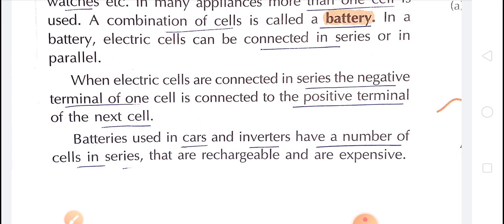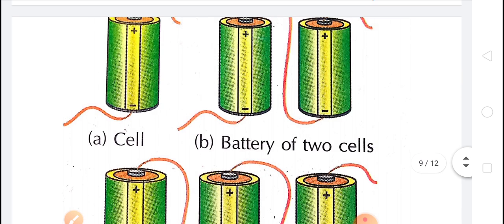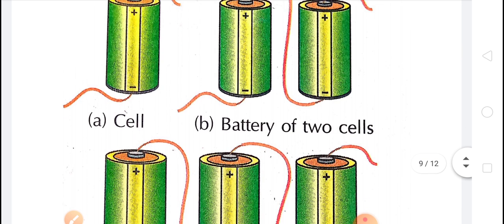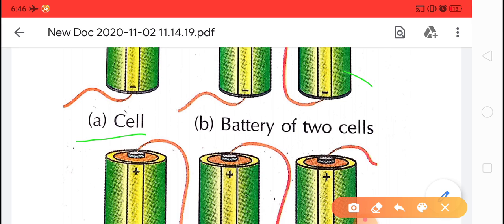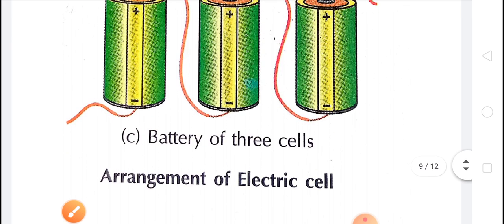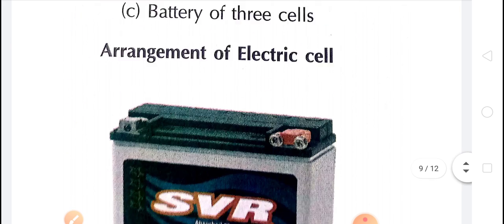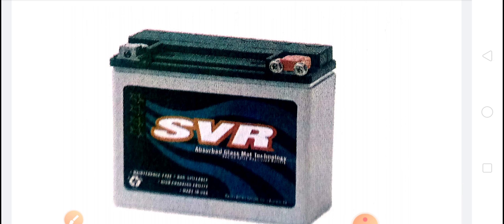Children, basically the electric current will run from there. These are cells, if you see the diagram, and if two cells are combined together, joined by wire, this is called a battery of two cells. Now this is a battery of three cells. Now this is an original battery. The cells are inside.